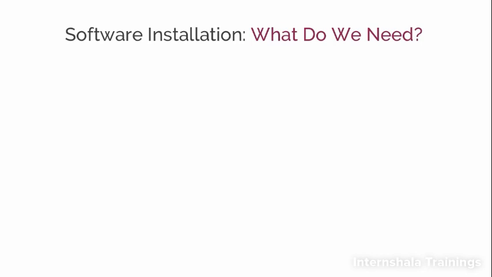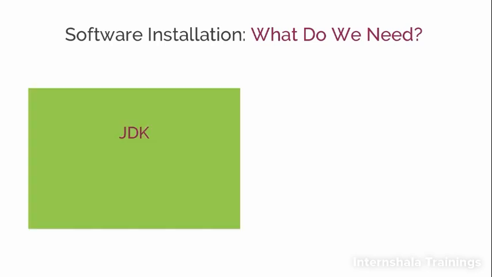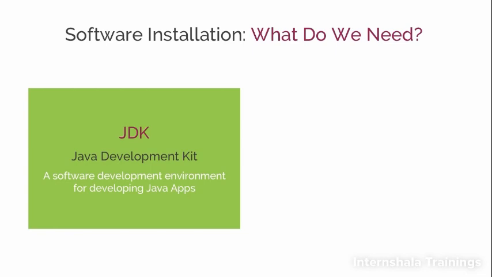To begin our Java development, the first thing that we need is the JDK. Now the JDK stands for the Java Development Kit. So it is basically a complete kit for Java development, and it provides the software development environment for developing Java applications.